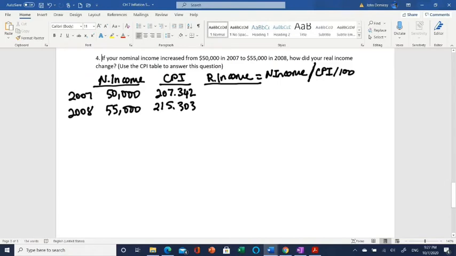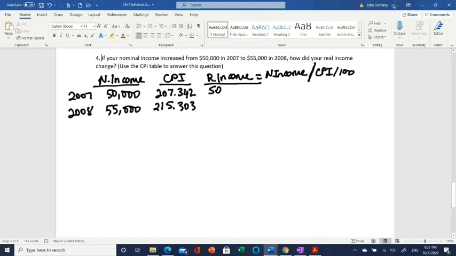I put all the information that I have. I know that my nominal income increased from 50,000 to 55,000 from 2007 to 2008. And I also put the CPI numbers from the table for these two years. Now I need to calculate the real income. That means how my purchasing power actually changed after this increase in nominal income. To calculate real income, all we need is nominal income and the CPI. Real income is calculated by taking the nominal income and dividing it by the CPI in decimals. So we have all that information.